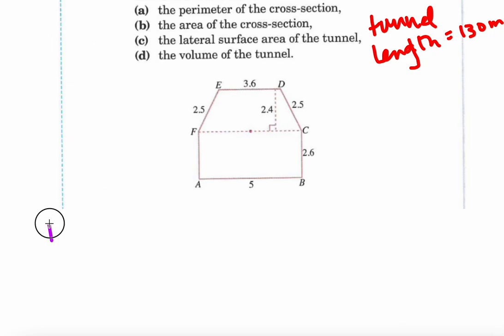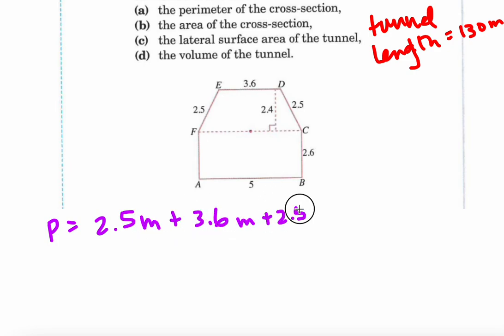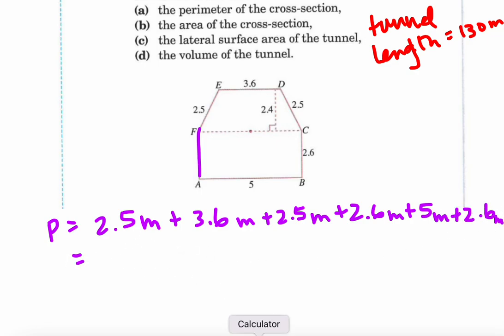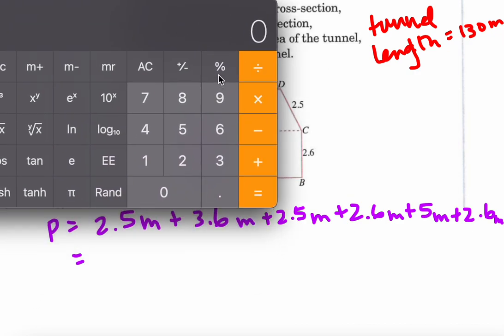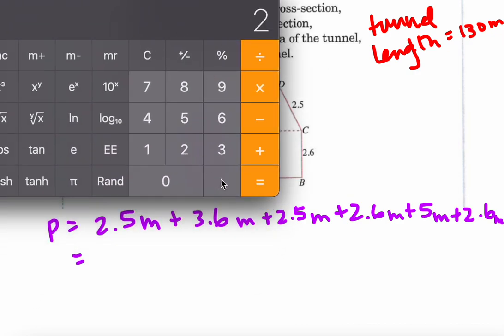Perimeter equals 2.5 meters plus 3.6 meters plus 2.5 meters plus 2.6 meters plus 5 meters, and then we have one more missing here. They don't label it, but it should be the same as the other side, which is 2.6 meters. Okay, and then we're going to put that into our calculator so that we can figure out the total perimeter or the borders.